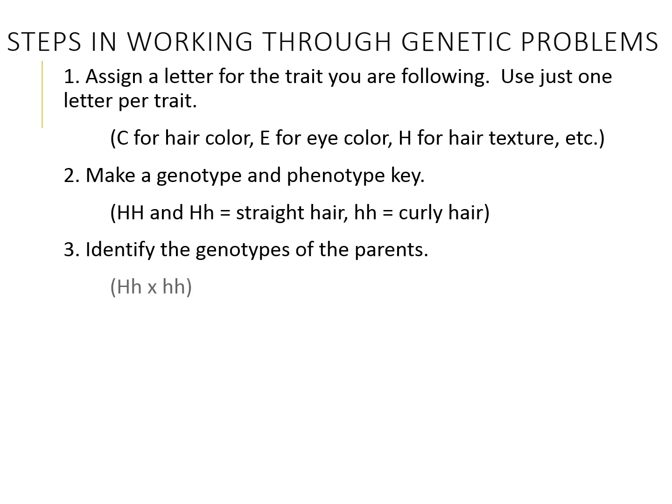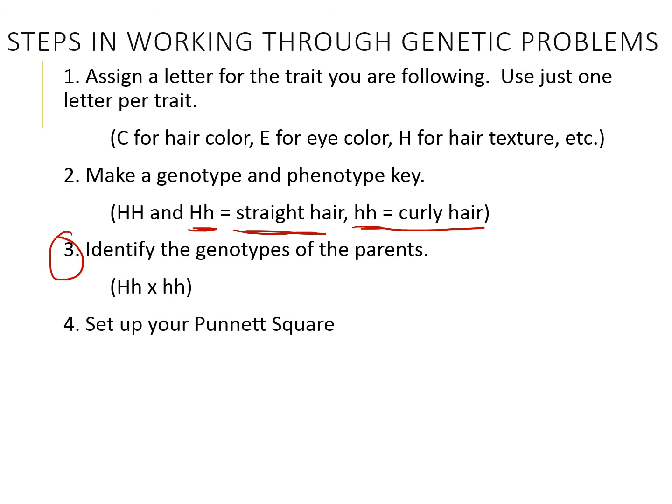Identify the genotypes of the parents. Big H, little H, crossed with little H, for example. So the kind of problem I might give you in this context, I might tell you all of the information I've just told you and then say, so this is the cross. A heterozygous straight-haired person has a child with a curly-haired individual. And then I might ask you, what is the probability that they will have an offspring who has curly hair? And it'd be 25%. Set up your Punnett square, fill in the boxes, analyze.